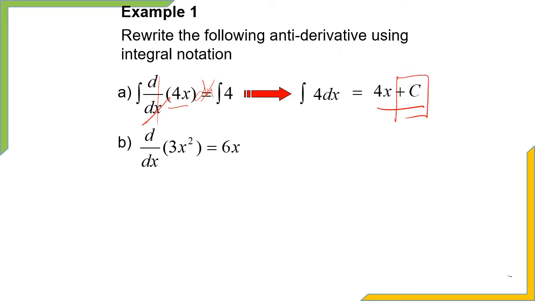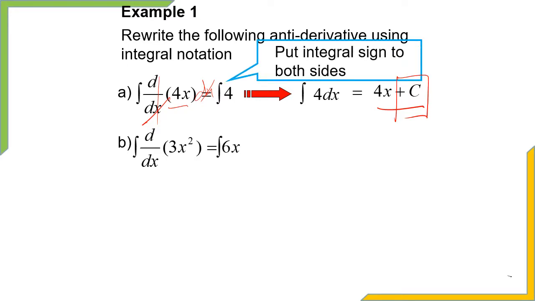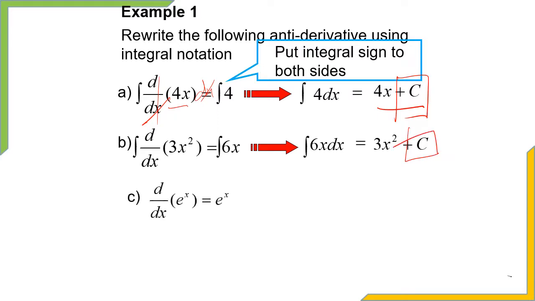So for question B, d/dx of 3x squared is equal to 6x. Then we put the integral on both sides. So what do we get? The integral of 6x with respect to x is equal to 3x squared, and then plus c. Okay?